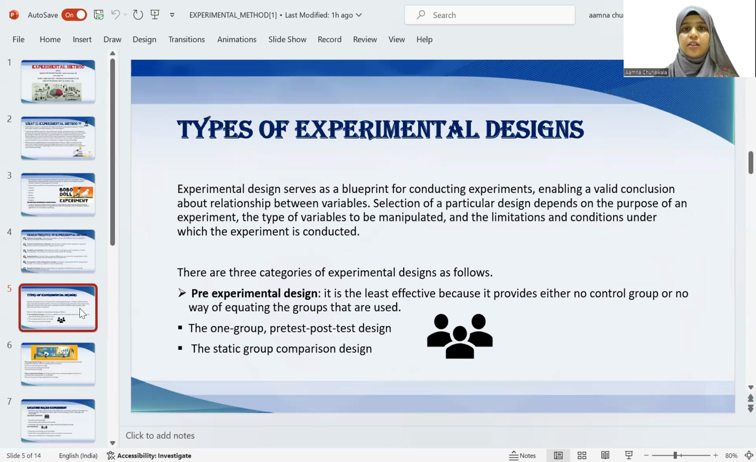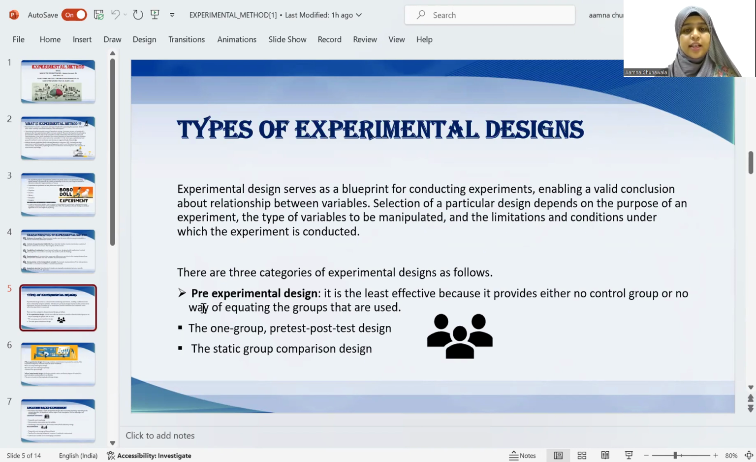Next, we will look at the types of experimental designs. Experimental designs basically serve as a blueprint for conducting experiments, which enables a valid conclusion about the relationship between variables. Now, the selection of a particular design for an experiment depends on the purpose of that experiment, the type of variables that are to be manipulated, and the limitations and conditions under which the experiment is conducted. There are three types of experimental designs as follows.